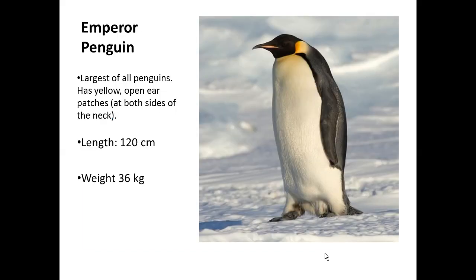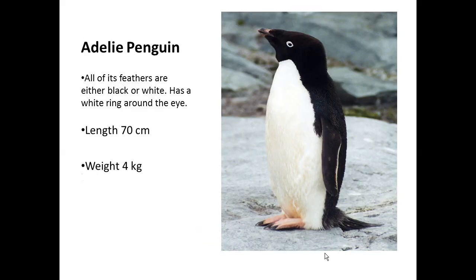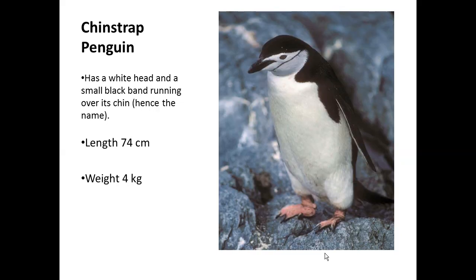Okay, so we have the emperor penguin. It is the largest of the penguins and has yellow ear patches on both sides of the neck. Its length is 120 centimeters, its weight 36 kilograms, quite big. Then we have the Adelie penguin. All of its feathers are either black or white, and it has white rings around the eyes. Its length is 70 centimeters, its weight 4 kilograms, so it is slightly smaller than the first one. Then we have the chinstrap penguin, which has a white head and a small black band running under its chin, hence the name. Its length is 74 centimeters and its weight is 4 kilograms.